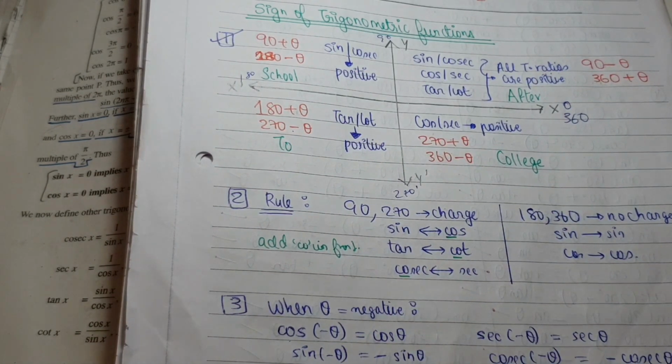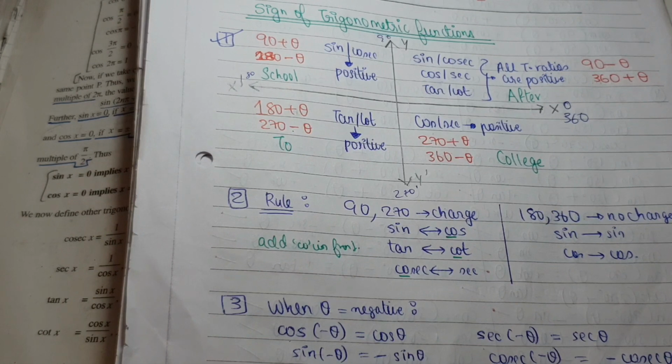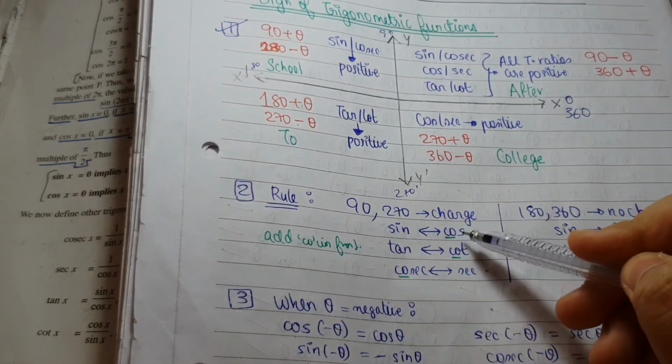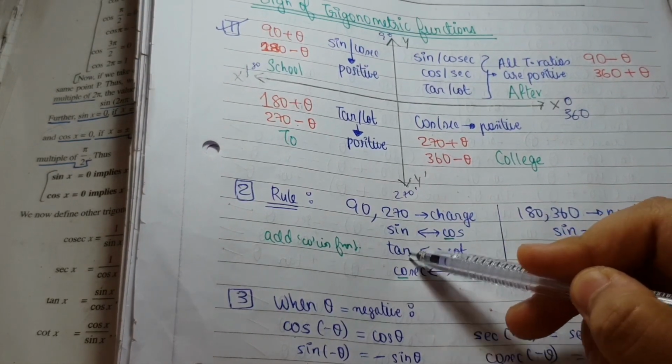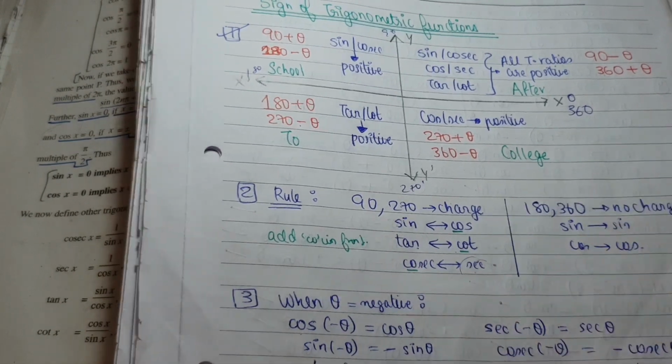Most of us are confused because the sine reciprocal is cosec, so we make it the other way around, not this way around. To remember them, just add co in front. If you have sine, adding co gives you cos. If you have tan, adding co gives you cot. If you have sec, adding co gives cosec. That's how you remember it.